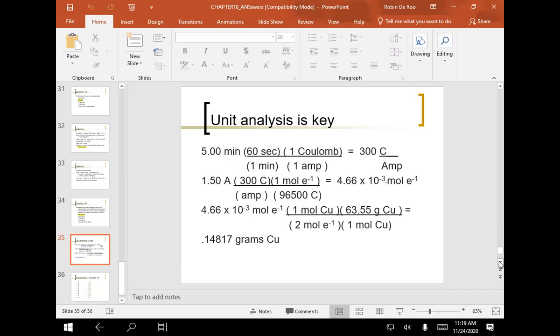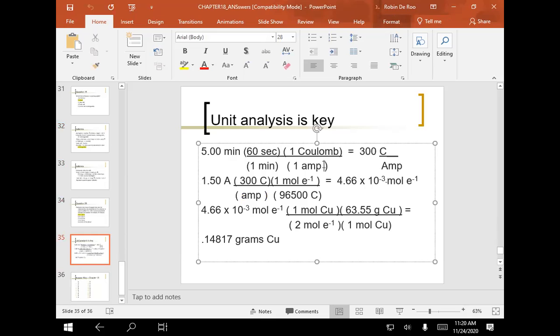You're going to want to have the time in seconds. Ooh, I left my seconds out. Yeah, 1 coulomb is 1 amp second. I accidentally left my seconds out.